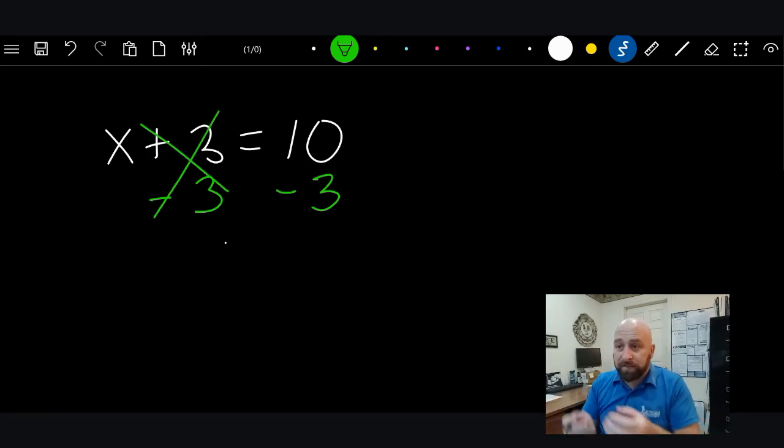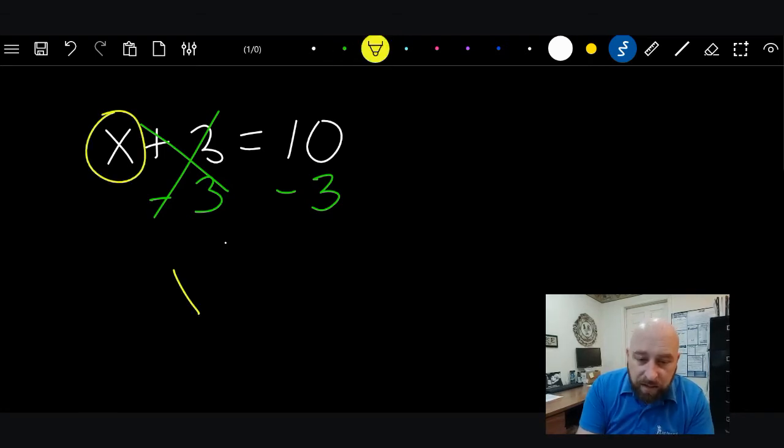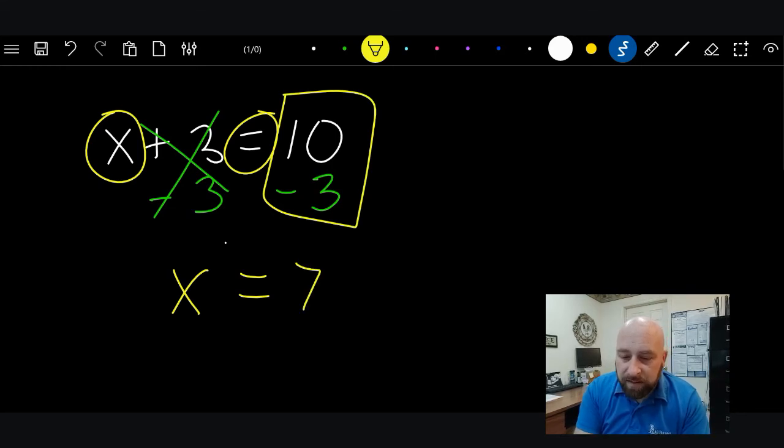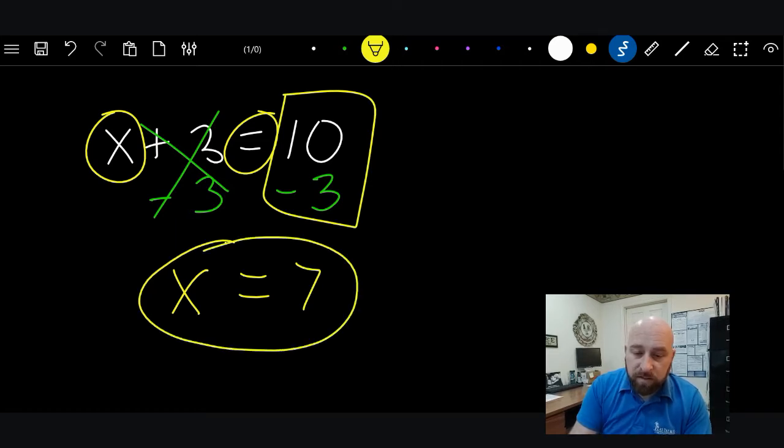Or in other words, if I have 3 and I take 3 away, I have 0. I've canceled it out. It's nothing. Okay? And so all we have over here on this side is our x. And then we have our equals. And then we would do this math right here. 10 minus 3 is 7. Well, there's our answer. X equals 7.